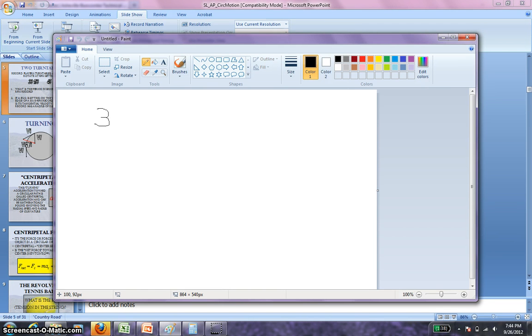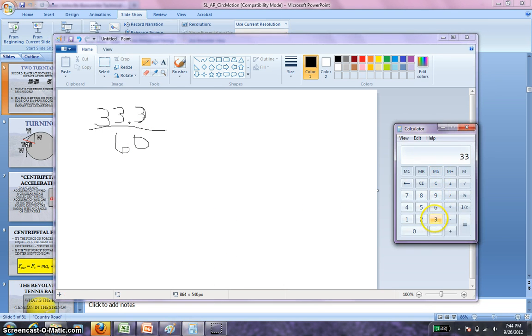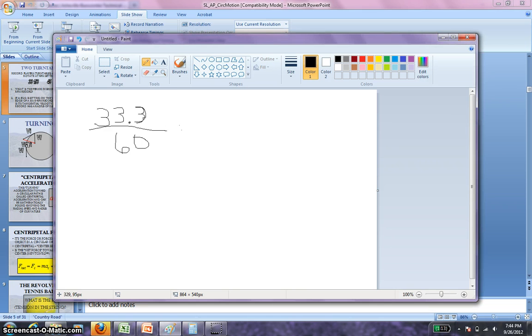So you have 33.3 roughly, right? Sorry, I'm trying to do this with paint, so I'm really bad at it. So 33 1/3, and that's revolutions per minute. If we divide it by 60, that will give us the revolutions every second. So let me pull up the calculator here. 33.3 divided by 60 gives me 0.55 revolutions in a second. Remember, revolutions per second is how many revolutions you do in a time period. That is frequency.